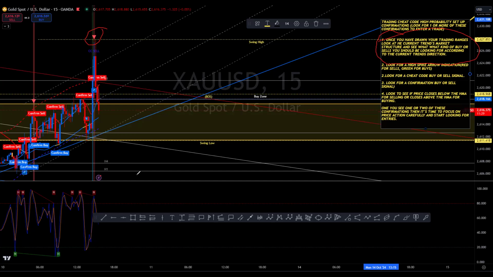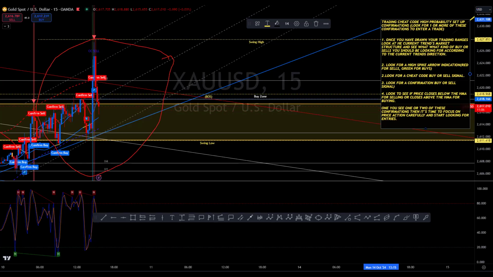I believe the HMA is, yes, closing below the HMA. So if it moves, that might be a good move. So since we've got some good confirmation, we're just going to focus on price action and then possibly take a trade. So let's watch this price action and see what we get. I might wait until the 9:45 candle.